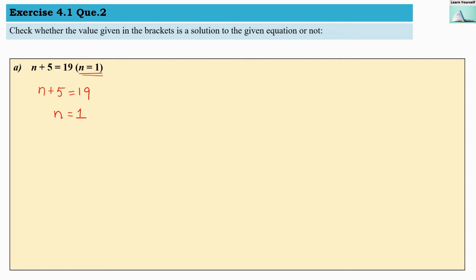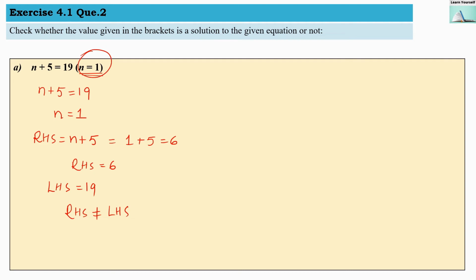So when we are substituting the value, our RHS here is n plus 5. So let us substitute n equals to 1. So we will get 1 plus 5 equals to 6. So our RHS here is 6, but our LHS here is 19. So RHS is not equal to LHS. So whatever value they have given for this equation, that is n equals to 1, that is not the correct value for this equation. So this value is not giving us a solution for this equation.